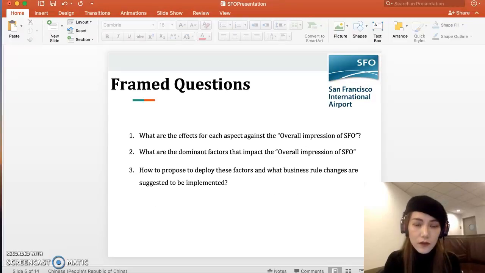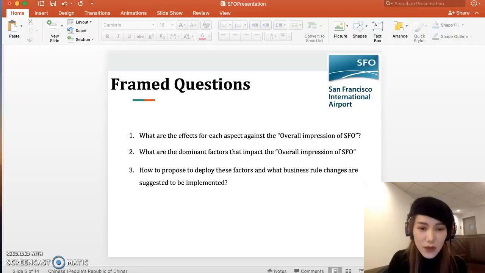So here are the frame questions. The first one, what are the effects of each aspect on the overall impression of SFO? And second, what are the dominant factors that impact the overall impression of SFO? And third, how to deploy these factors and what business rule changes are suggested to be implemented?